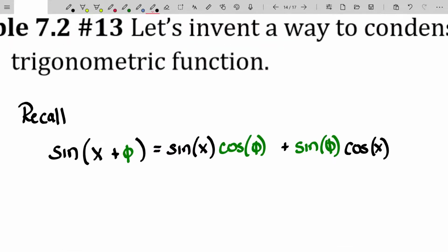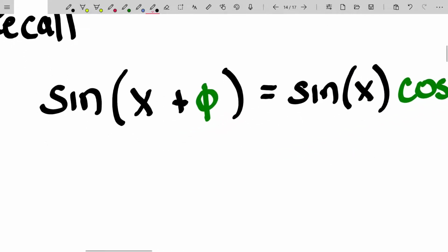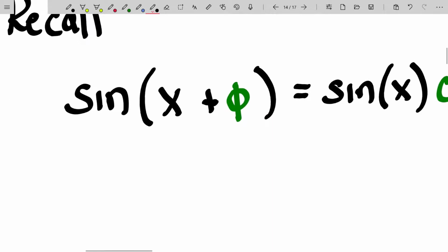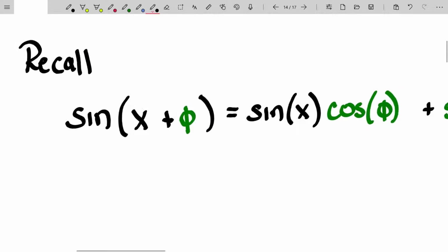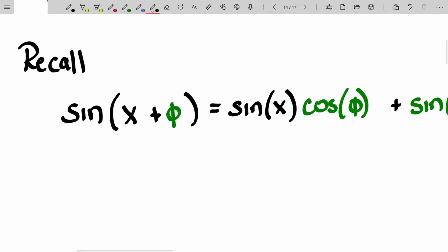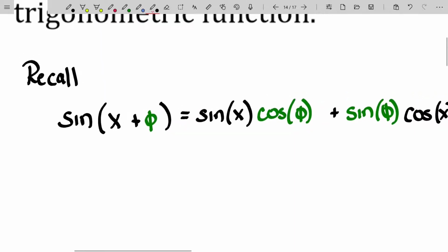Recall, the sum of angles formula for the sine is the sine of x plus phi, and I'm specifically using this notation because we're going to have a theorem that uses the same exact notation. So x and phi are just angles, in radians likely, but it could be in degrees. Anyway, sine of x plus phi is sine of x times cosine of phi plus sine of phi cosine of x.